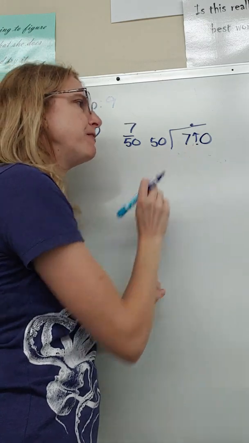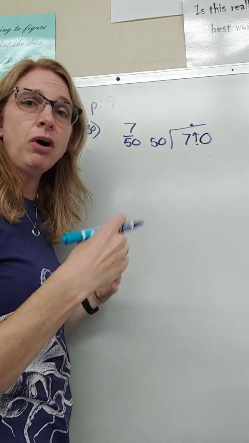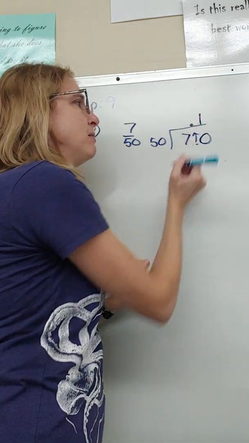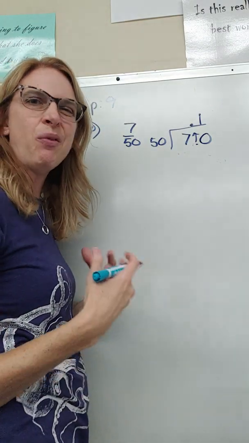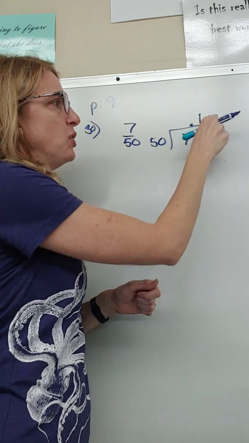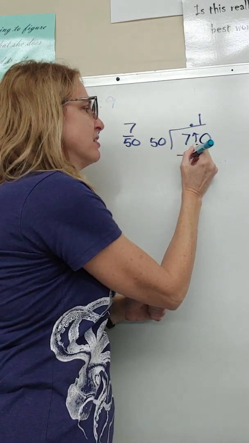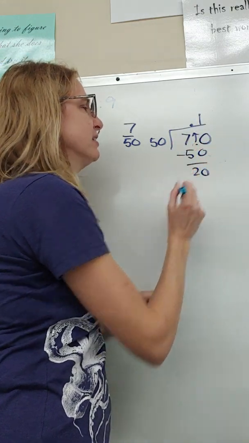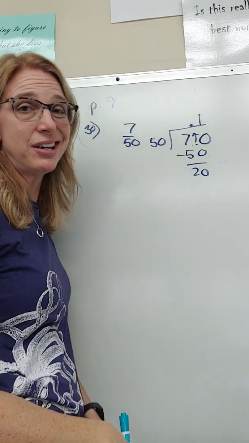How many times does 50 go into 70? Well, 50 will go into 70 one time. So I'm going to put a 1 here. And now we have to remember some of our long division. The next step is to multiply. 1 times 50 is 50. And I need to subtract. And I get 20 left. So I'm not done yet.